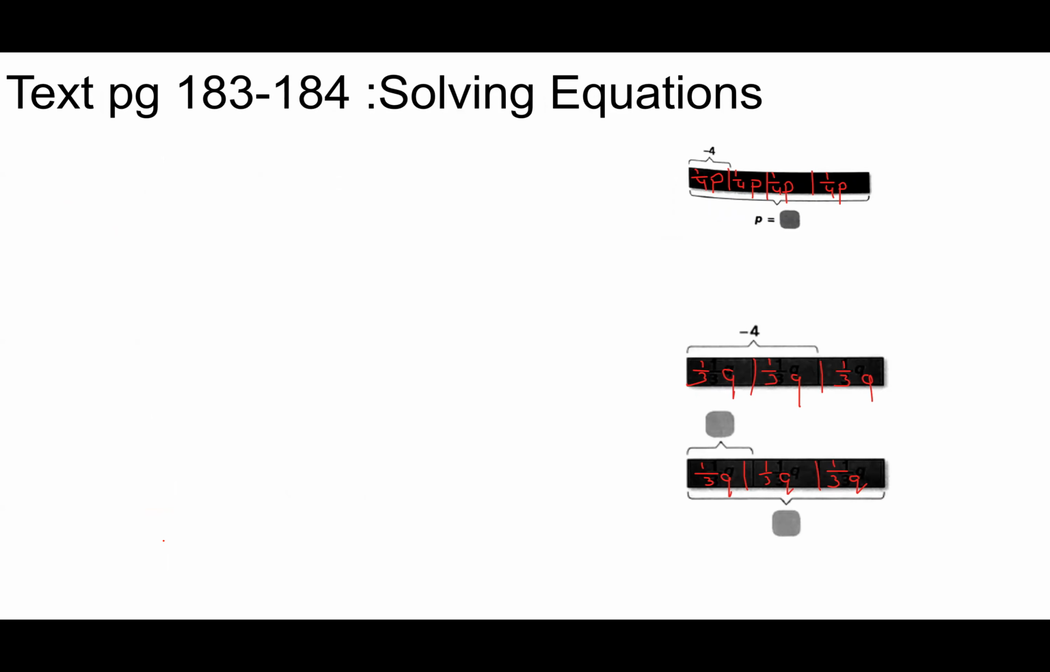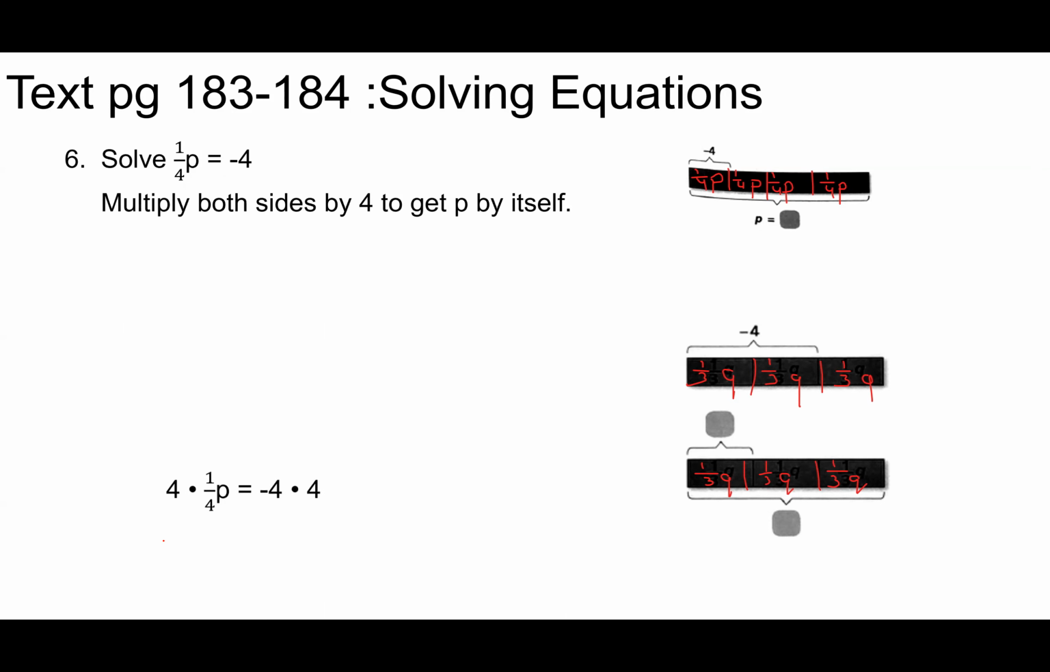All right, let's do some more. We've got 1/4 p equals negative 4. I'm going to solve for p. Multiply both sides by 4. Great, yes, exactly. Multiply both sides by 4 to get p by itself. What does p now equal? Make sure you have that line of work down. It says in your notes for you to fill in. What is p? Negative 16. Nice job.